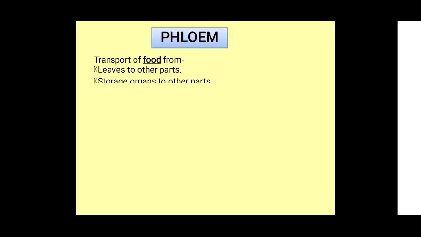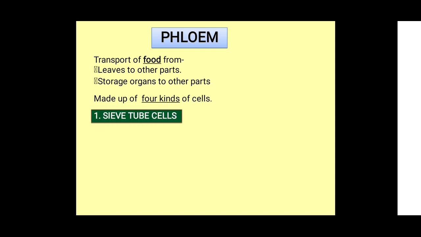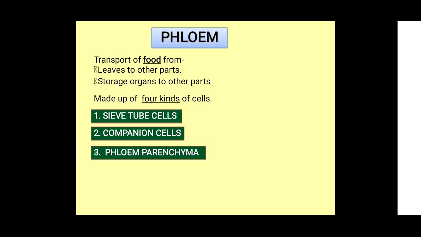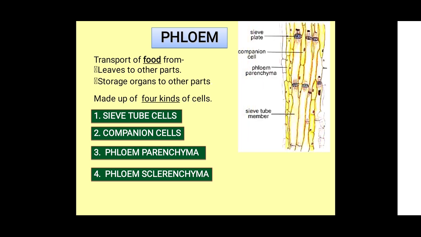Then quickly the phloem. Again, the function, it transports food from where? The leaves where it is prepared to all the other parts where it will be utilized, and also from storage organs to the other parts. So whenever the plant is not photosynthesizing, then the food can be transported from the storage organs to the other parts, and it is made up of 4 types of cells, the sieve tube cells, the companion cells, the phloem parenchyma, and the phloem sclerenchyma.